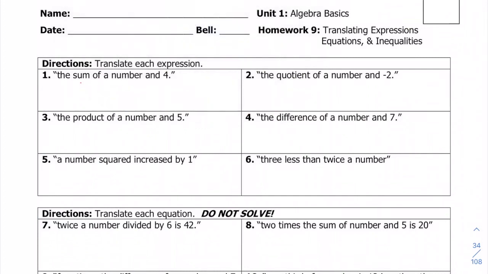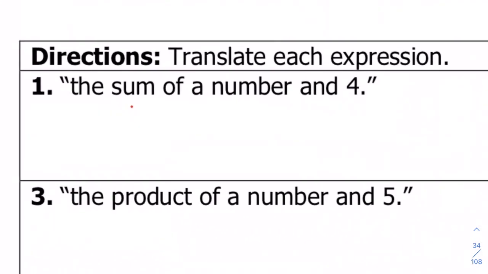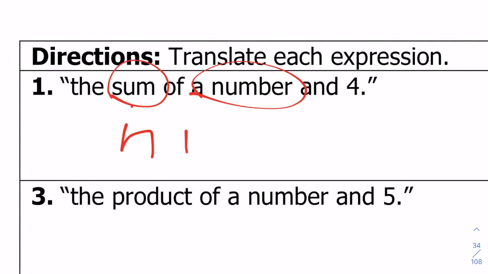Let's begin with number 1. The sum of a number and 4. Sum indicates that I will be adding 2 quantities together. In this case, I will be adding a number, my unknown value, and 4, a known value. I'll represent a number with a variable n. So this expression will look like n, sum means plus, and 4, n plus 4.